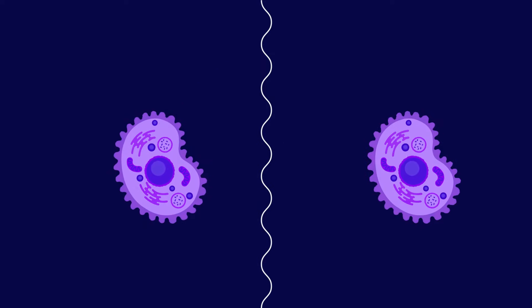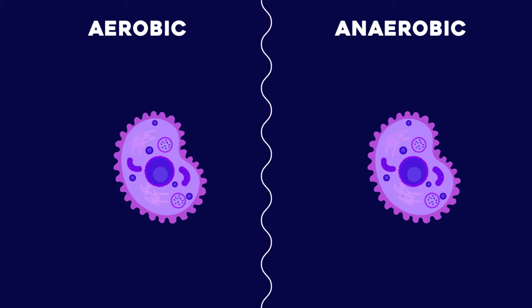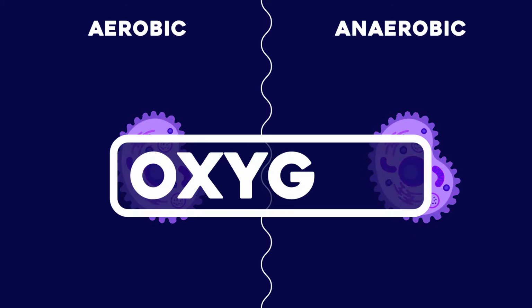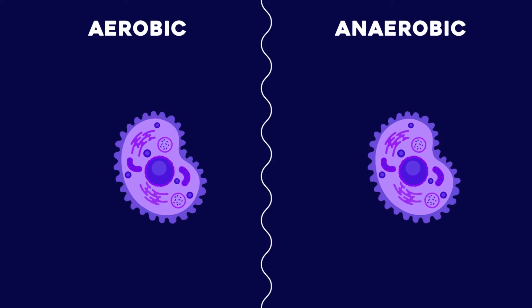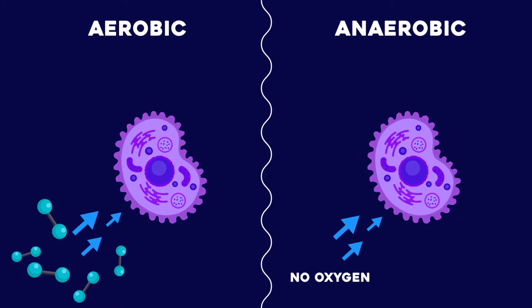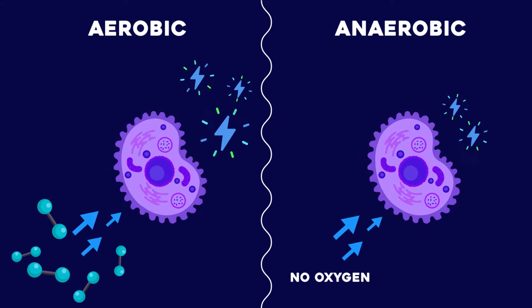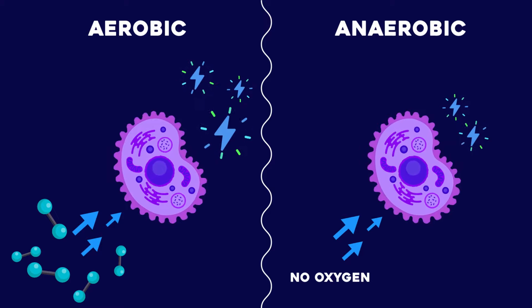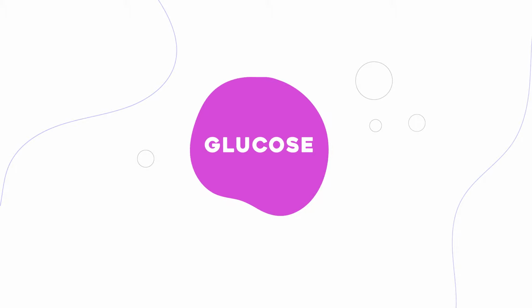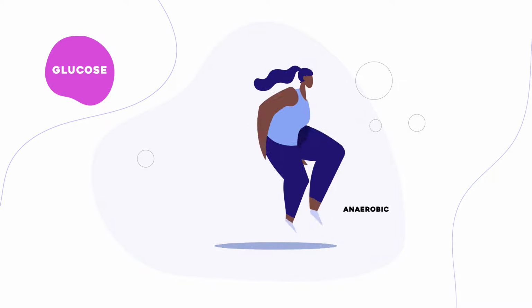There are two types of respiration, aerobic and anaerobic. The key difference between the two is the presence or absence of oxygen. Aerobic respiration in cells takes place when oxygen is present, whereas anaerobic respiration occurs when there is no oxygen present. Both release energy in varying amounts, but there are some key pieces of information that you need to be aware of. For both types of respiration, the sugar glucose is needed. When there is a shortage of oxygen, anaerobic respiration takes place.